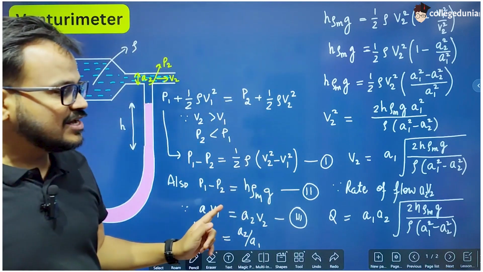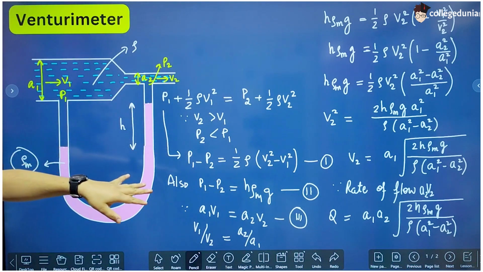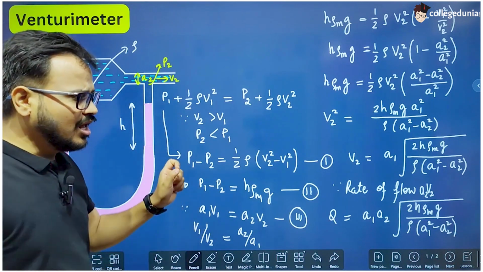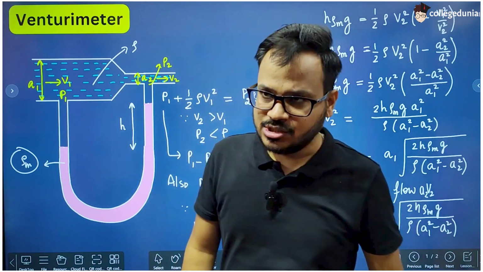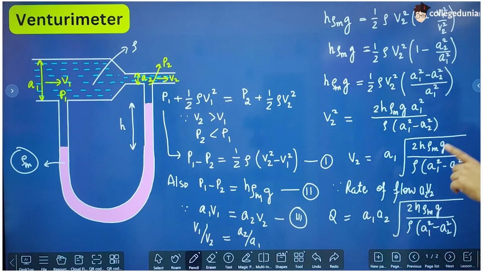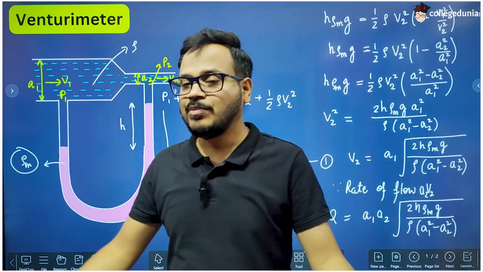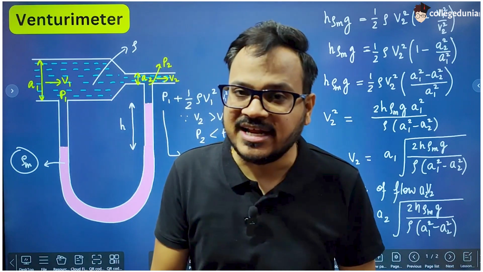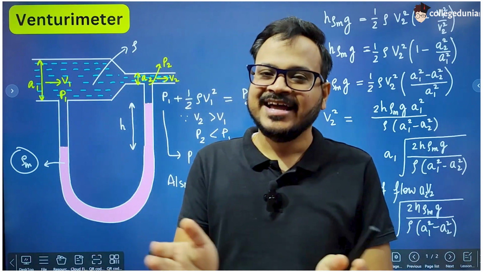So this is the working of the Venturimeter, and this can be called the derivation of this formula, and it is a very important topic in class 11th physics, right? So when this question comes, you have to draw the diagram also, and you have to derive this formula also. So you have to prepare it by yourself by writing it 3 to 4 times in your notebooks.